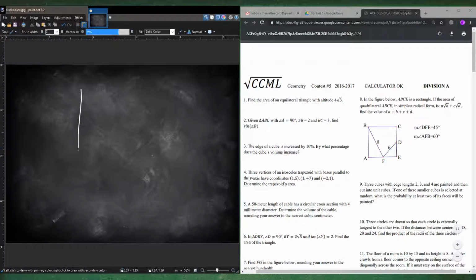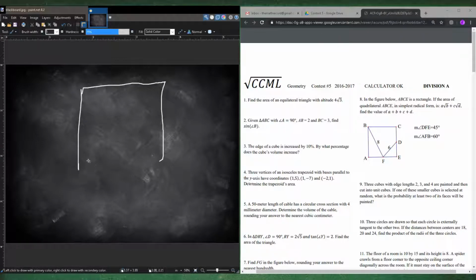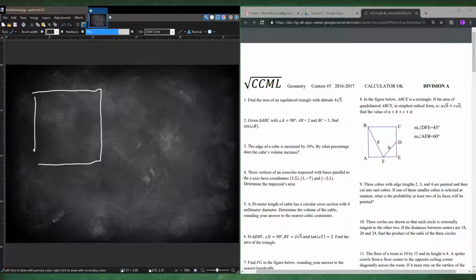So I'll draw this out. Actually, let's move this more to the side. Like this and then this. And you have 8 and 6. And they say DFE is 45. This is 45. This is a right triangle because it says it's a rectangle. So this is also 45. And you have AFD, which is 60. So this is 60. This is also a right triangle because it's also a rectangle, as I said before. So this one's 30.